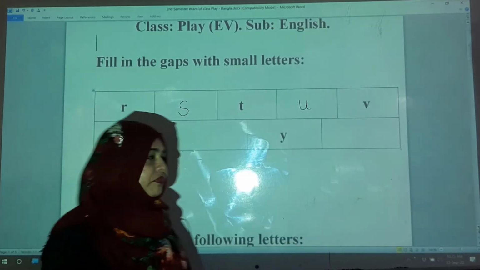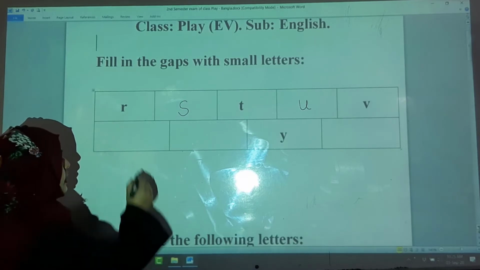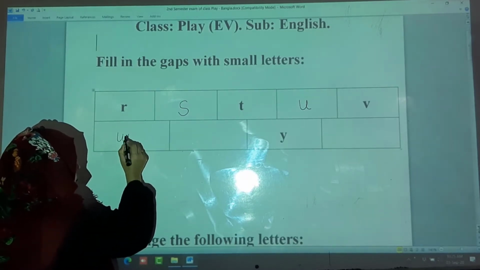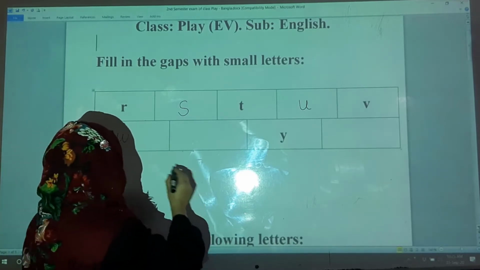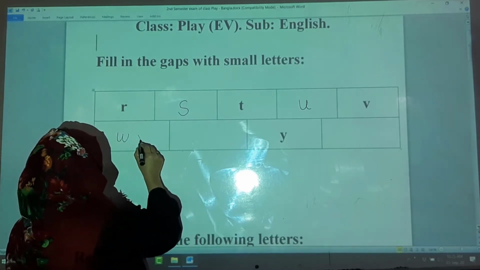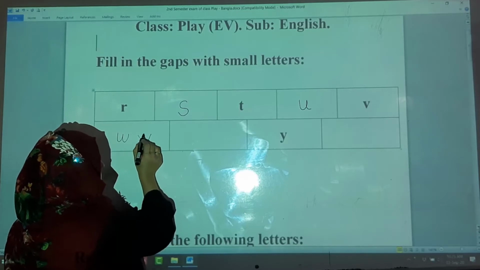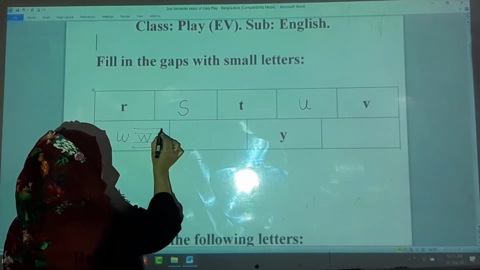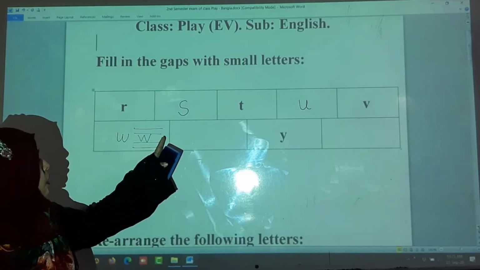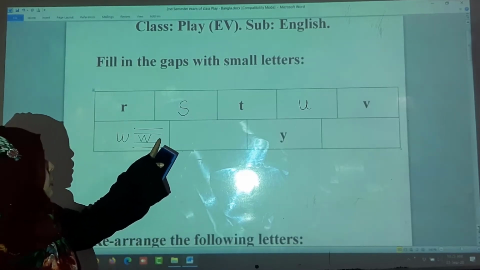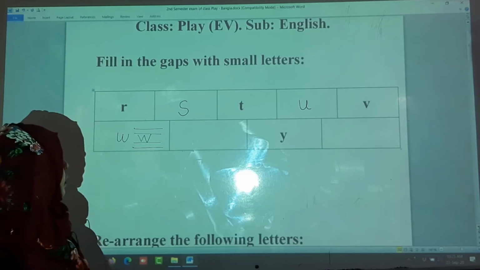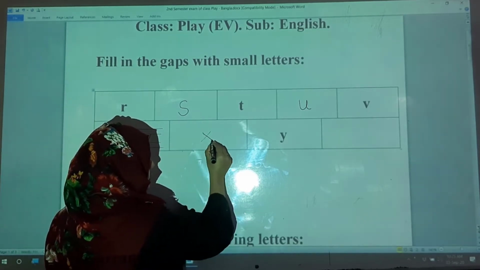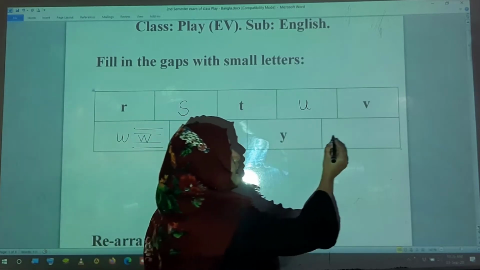serially. Okay? V. Then we are going to write W. We can write W just like this also, but you have to put them in the middle of three lines that we wrote in our writing copy. Okay? W, X, Y and Z.